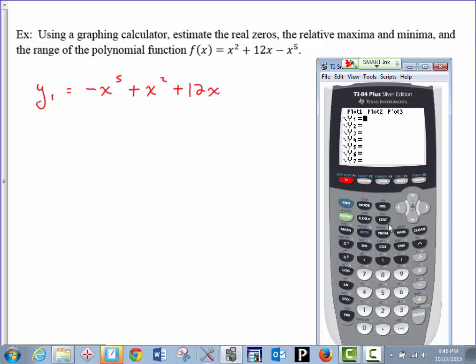So go to y equals, press negative x raised to the 5th power. I have to arrow over, plus x raised to the 2nd, arrow over, and then plus 12x. Okay, now in this particular problem we don't really have any idea of what to set our window to, so if that's the case, just do a zoom and then a standard to start, and then we can make adjustments if we need to from there.